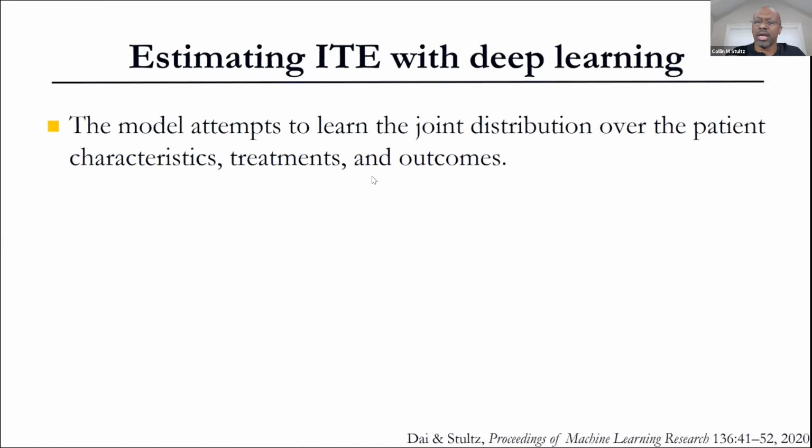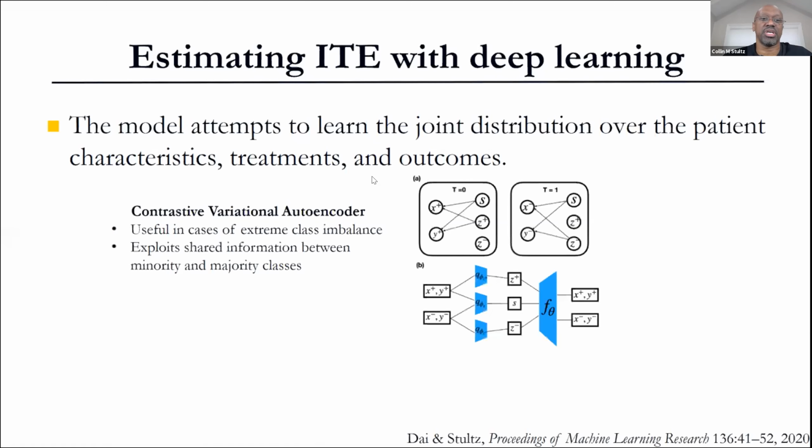And we want to eventually look at the characteristics of those patients who got incorrect treatment decisions and see if we can find some patterns as a way of detecting when there is bias in clinical decision making of the data set at hand. So overall, the model attempts to learn the joint distribution of patient characteristics, treatments, and outcomes. And I'm not going to go into the details here, but I'll just say that we use what Wangzi did, a contrastive variational autoencoder, which learns these relationships in a very efficient way.